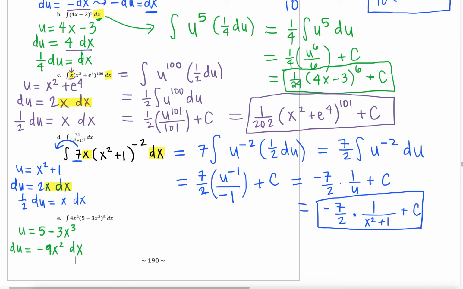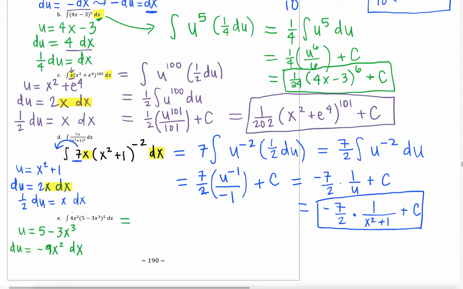Now that we decided on our u and found our du, why don't you guys pause the video and rewrite this integral all in terms of u. But hold off to integrate, let's just check that step together. So we want to get to the step where we have an integral all in terms of u.